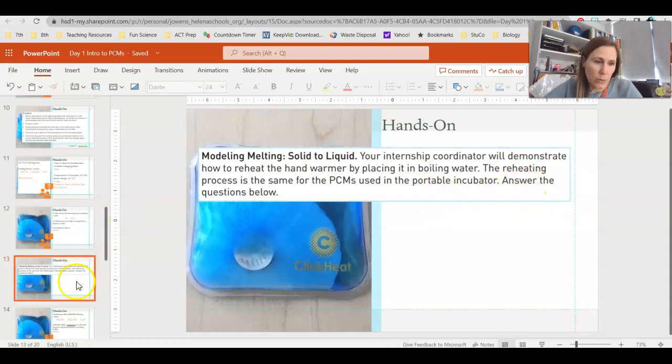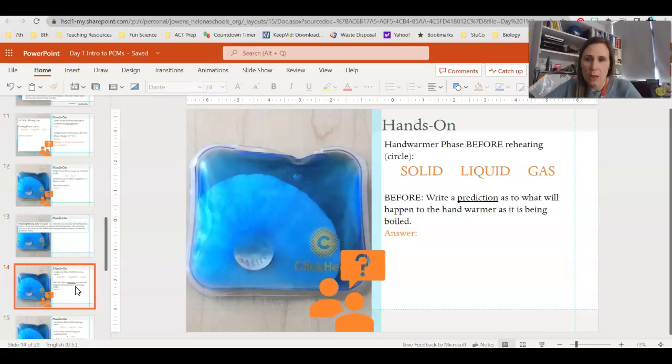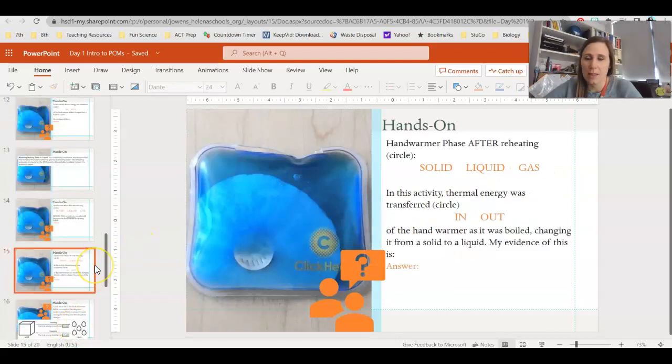So to answer the questions below, hand warmer phase before reheating, you're going to circle. So again, before we stuck them in the boiling water, were they solid, liquid, or gas? And then write a prediction as to what will happen to the hand warmer as it is being boiled. And then, again, you guys aren't seeing this, but you will see that it turns into a liquid after we boil it. So it's back to that original state before we crack the little metal disc.